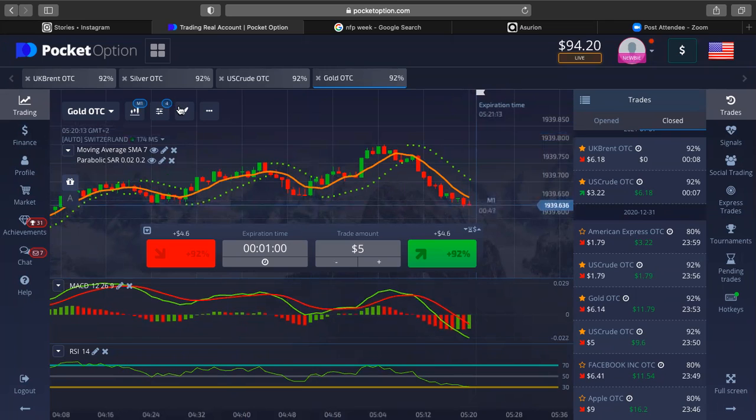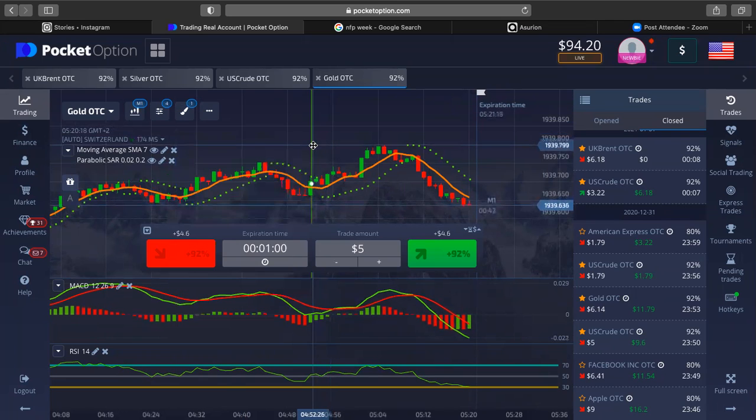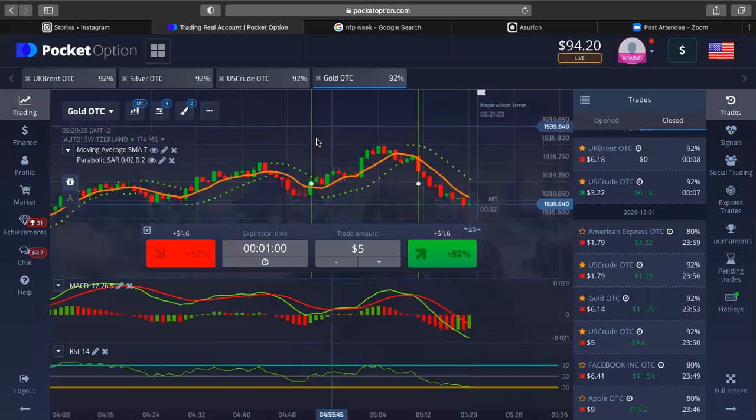So I'm actually going to draw up my lines. I'm going to draw up a vertical line. I'm going to draw it right here. Draw it right here. And then I'm going to get another one. Let me see if I can actually add on to it. I don't think I can.